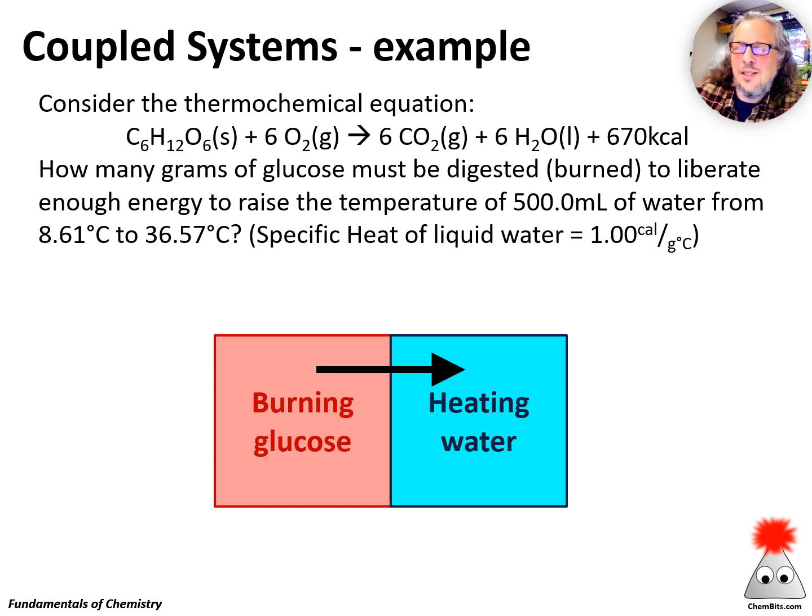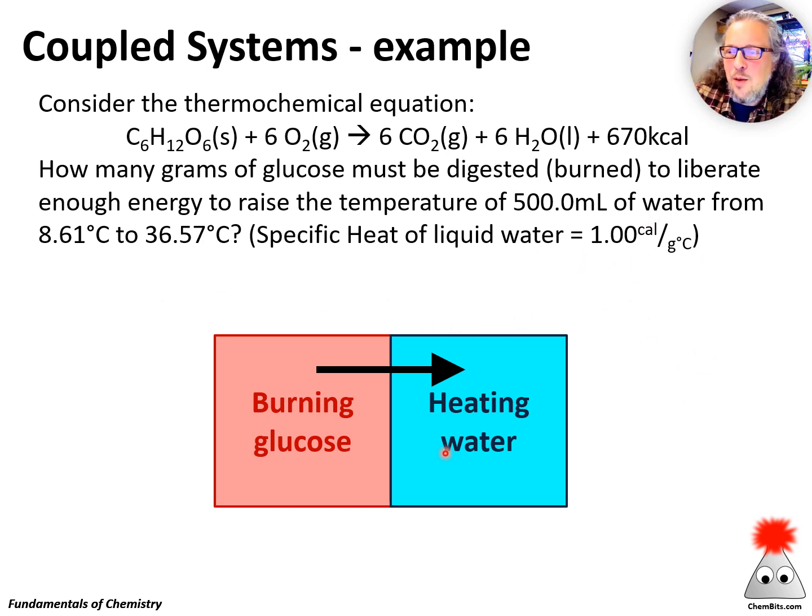So let's stick with the same chemical equation so we don't have to mess things up there. So burning glucose, how many grams of glucose must be digested to liberate enough energy to raise the temperature of 500 milliliters of water from 8.61 degrees C to 36.57 degrees C? I've included a number I had to look up. The specific heat of liquid water is 1 calorie per gram degree Celsius.